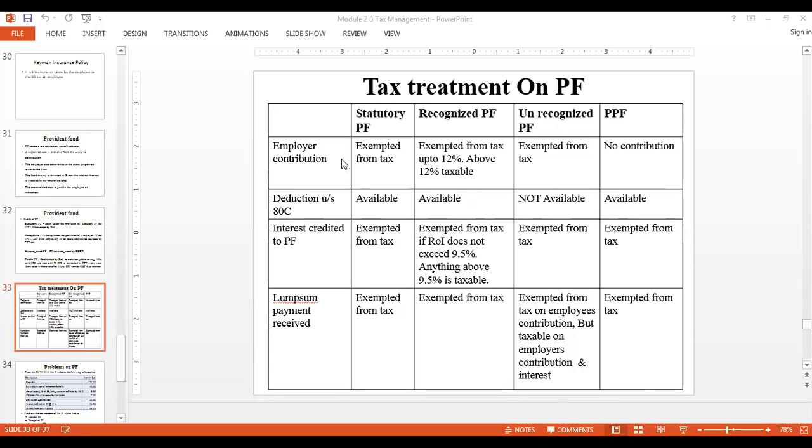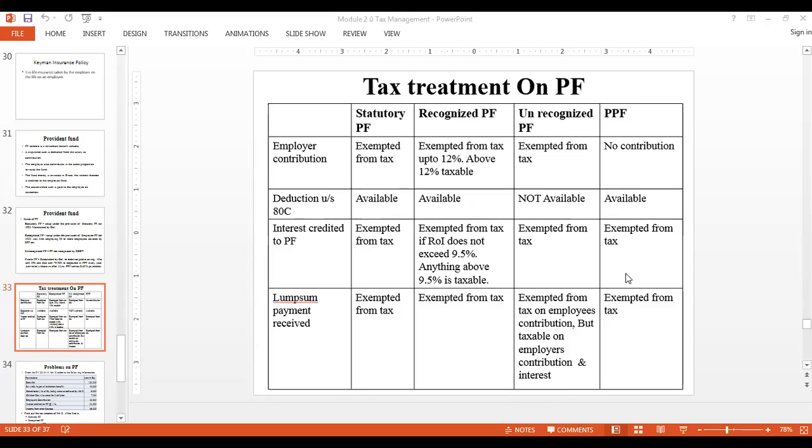But just remember some basic points here. If anyone is contributing towards a recognized provident fund in excess of 12%, anything above 12% has to be considered for taxation. Clear? Any company who pays an interest over and above 9.5% has to be considered for taxation. Any lump sum amount received from the provident fund is exempted in all the cases except for the unrecognized provident fund. So these three conditions are important for us to understand.